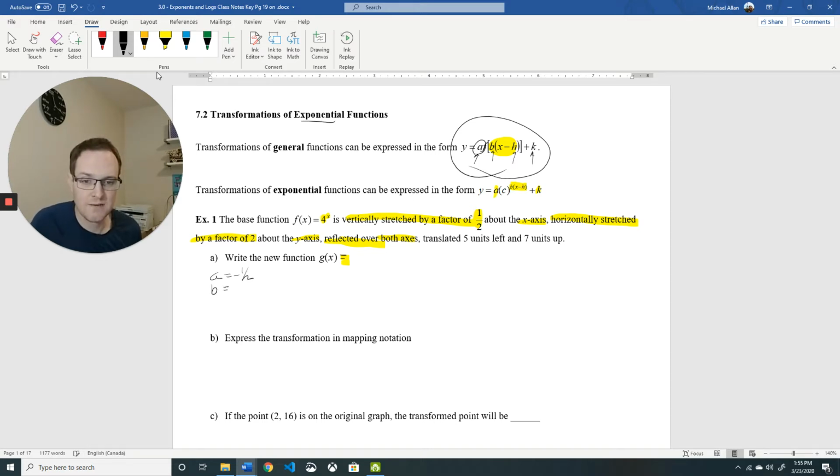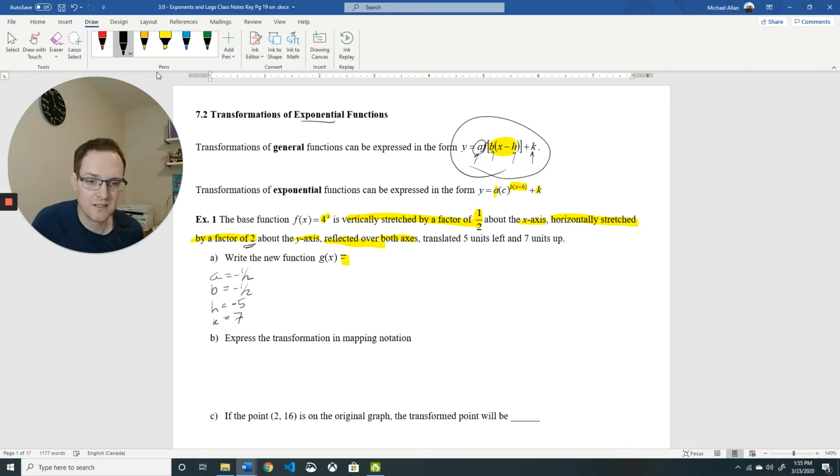I know my b value, because I did a horizontal stretch by a factor of 2 and a reflection, is also negative 1/2. So remember that one does that reciprocal. So the b value is 1/2, even though the factor is 2. My h value, since it moved left 5 units, is negative 5. And my k value, 7 up, is just 7.